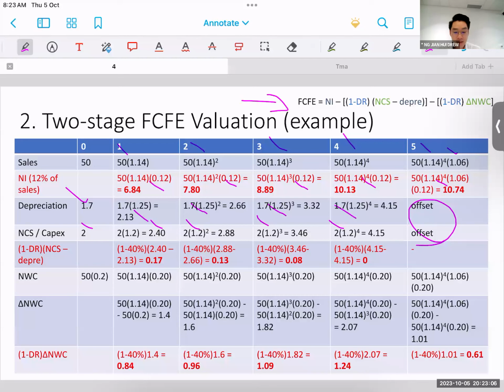So I'm going back to the formulation here. For the net capital spend minus depreciation, we want to multiply it by 1 minus that ratio. So this is what I'm doing here. I'm just trying to derive the components of the formula.